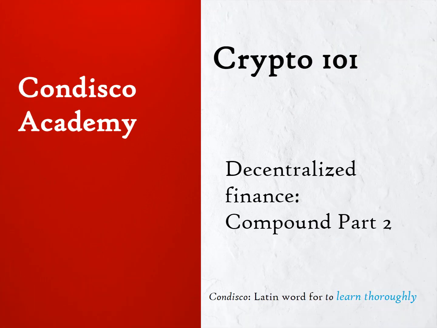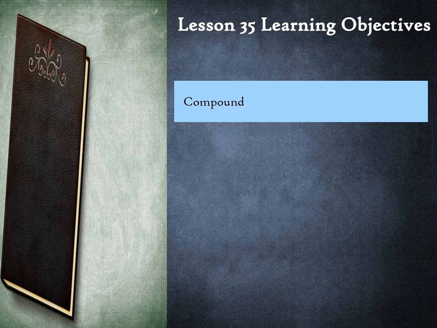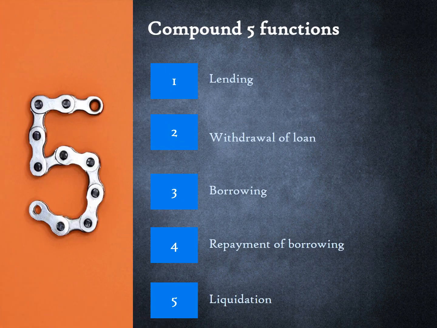Welcome to Crypto 101, a first principles jargon-free course on blockchain and its impact on financial services. We are currently learning about the decentralized finance application called Compound. In this lesson, we will continue the discussion on Compound. To recap from the previous lesson, there are 5 functions a user can perform on Compound.